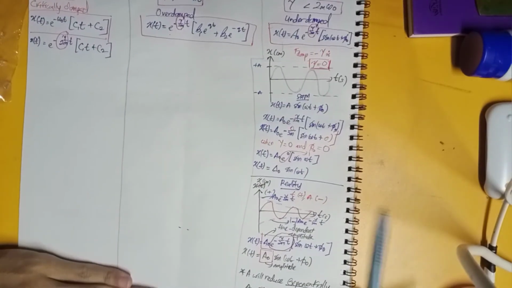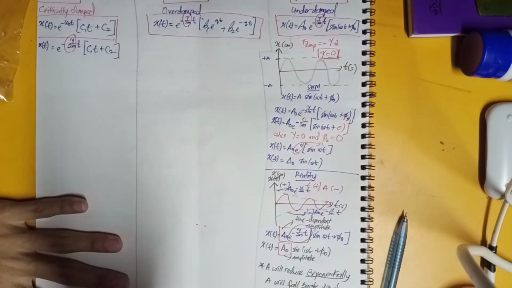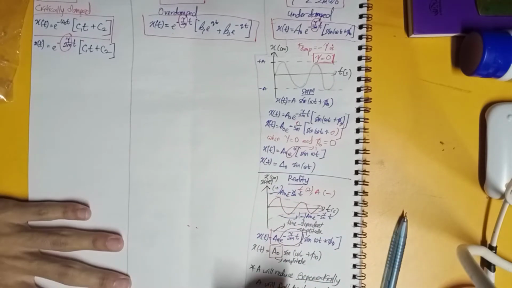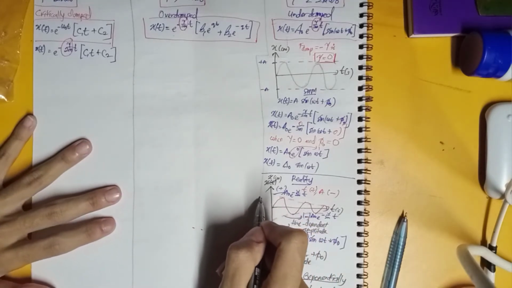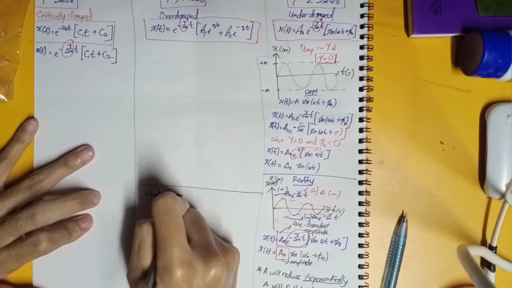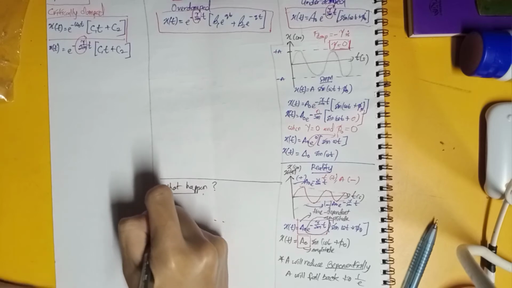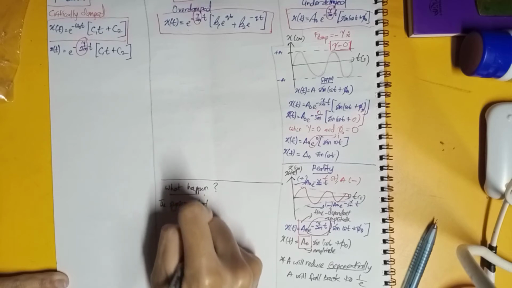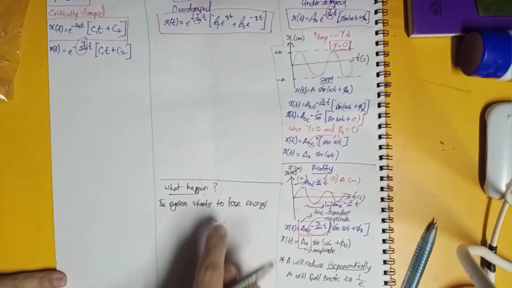Very simple, right? So what actually happens here is that the system starts to lose energy, because of the friction force or the damping force. Hold on, what should I write here? Let's write over here. So what happens in the underdamped oscillation is that the system starts to lose energy.